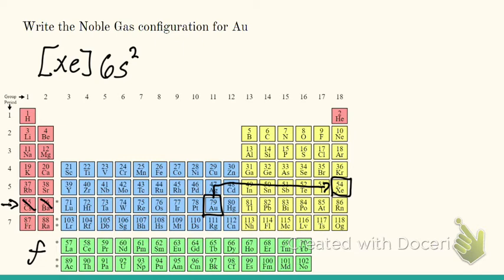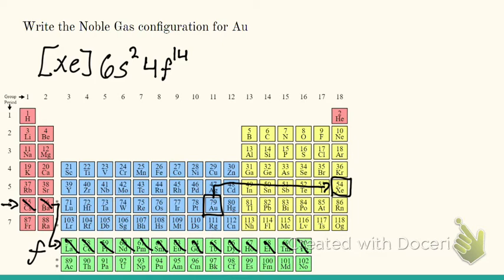So we are originally in row 6, but whenever we enter into the F block for the first time, this is going to be our 4. So we are going to get our 4F. And then our F block is able to hold 14 electrons. So we're going to get 4F14.